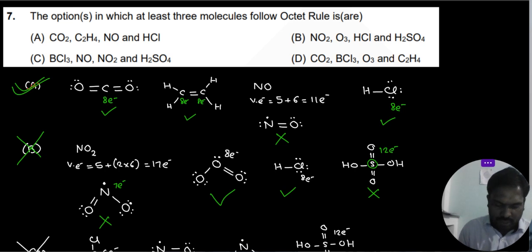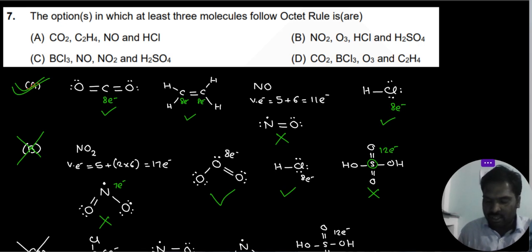So CO2, around carbon, how many bond pairs are there? 4 bond pairs, 8 electrons. It is obeying the octet rule. Ethylene, at each carbon 4 bond pairs, means 8 electrons. It is obeying the octet rule. Now coming to NO. NO is an odd-electron species. How many valence electrons are there? 5 plus 6, 11 valence electrons are there.